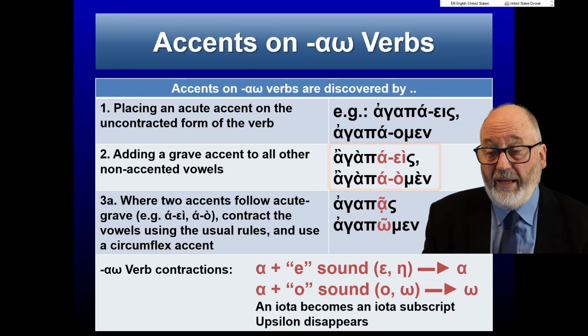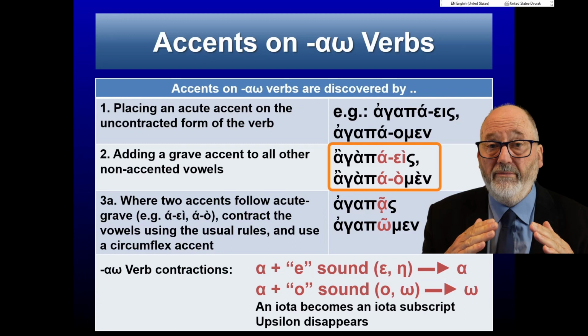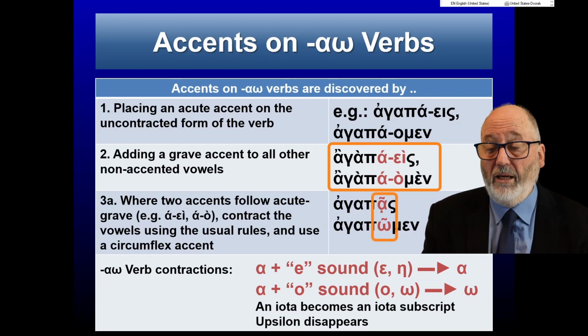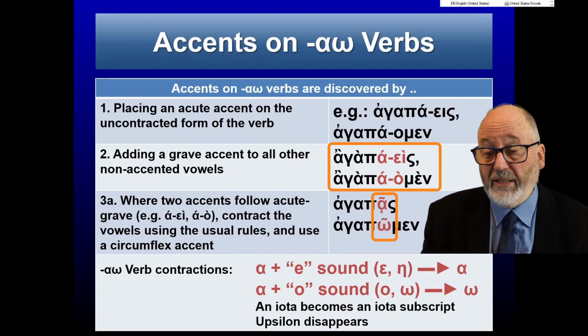So with ἀγαπάεις, it goes circumflex, grave. We place a circumflex accent on the results of combining an alpha with an epsilon iota. Well, the rule is alpha plus any E sound, like epsilon, just means alpha, but an iota becomes an iota subscript. And you can see that's the result. Alpha with an iota subscript and a circumflex accent.